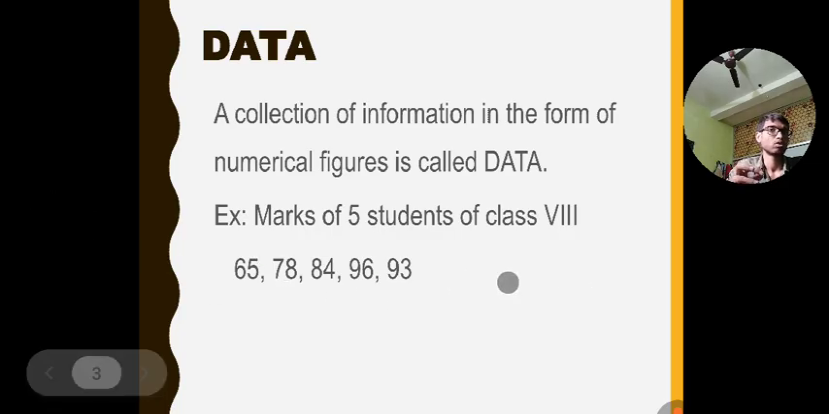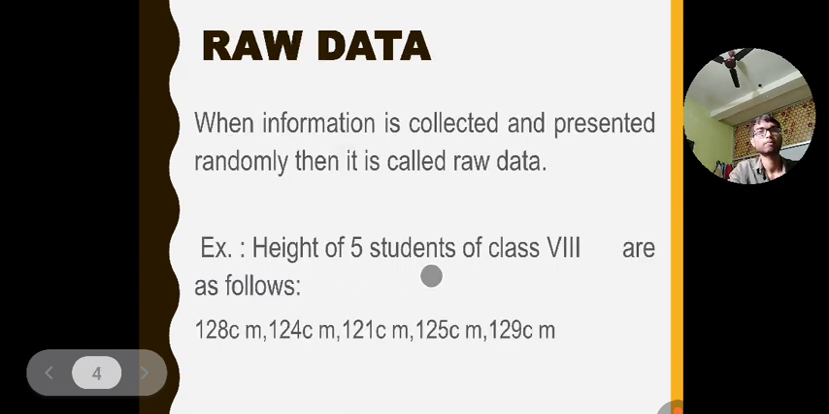Example: marks of 5 students of a class. The marks of 5 students are this much, this much. So this is how data can be represented.